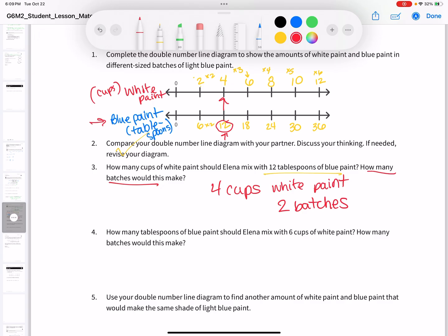4, how many tablespoons of blue paint should Elena mix? So we're looking at blue paint with 6 cups of white paint. All right, so here we need to go to white paint and look up 6 cups. So here's 6 cups, and then we want to know blue paint, so we're going to go across the double number line to blue paint and see that that is 18. So it will take 18 tablespoons of blue paint.